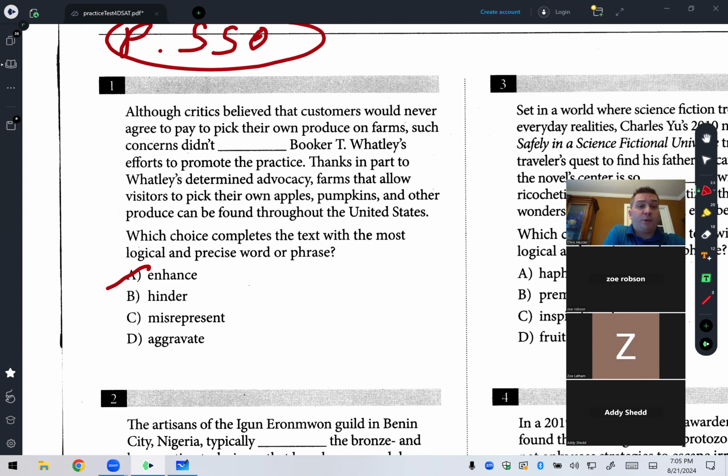And this one makes perfect sense, especially considering that we know later on in the passage, thanks to Whatley's advocacy, farms such as this exist all over the US. And if we read misrepresent or if we read aggravate back into the sentence, it wouldn't make any sense. Such concerns didn't aggravate Booker T. Whatley's efforts makes no sense. So even if you read C or D into the sentence, they wouldn't work. Only B makes logical sense.